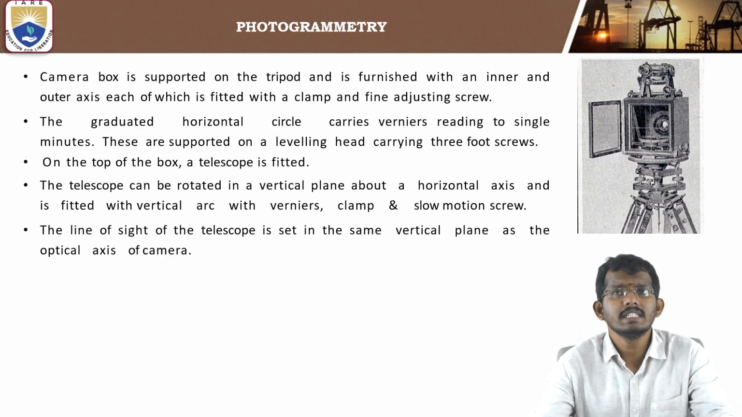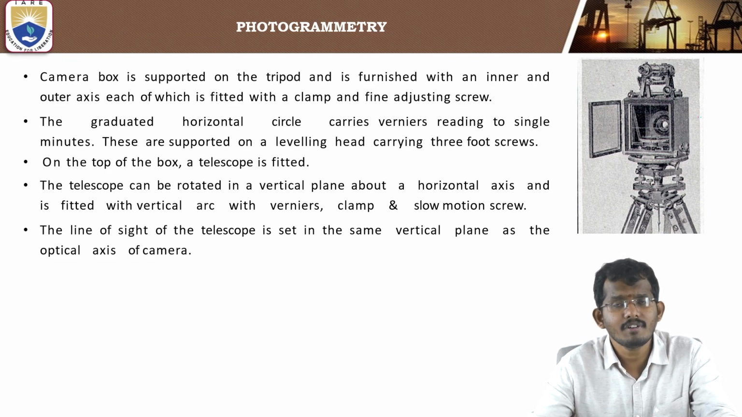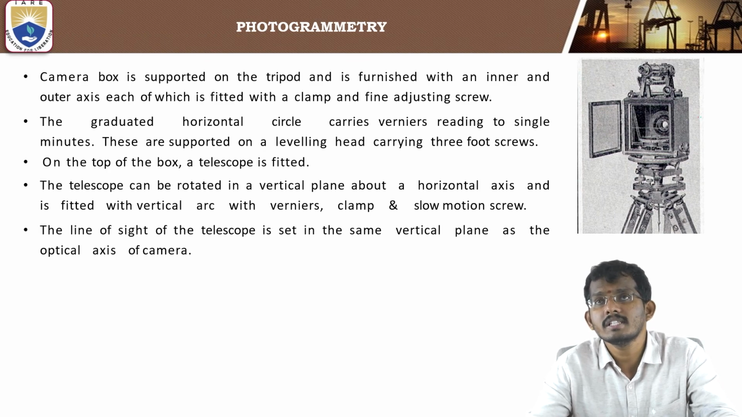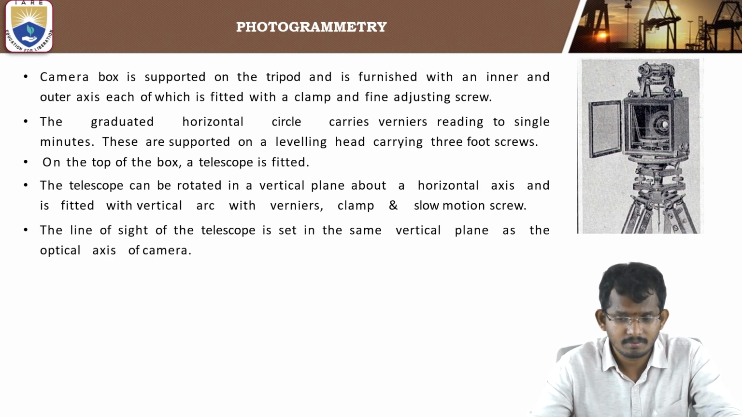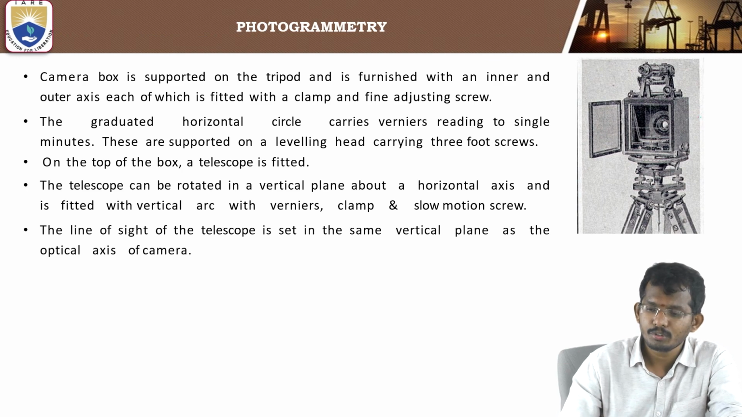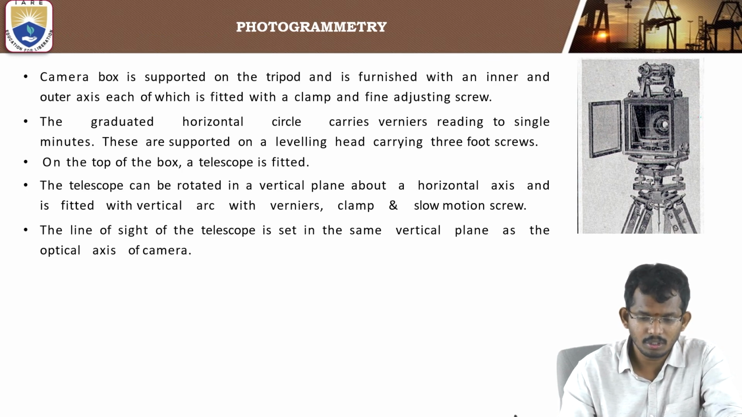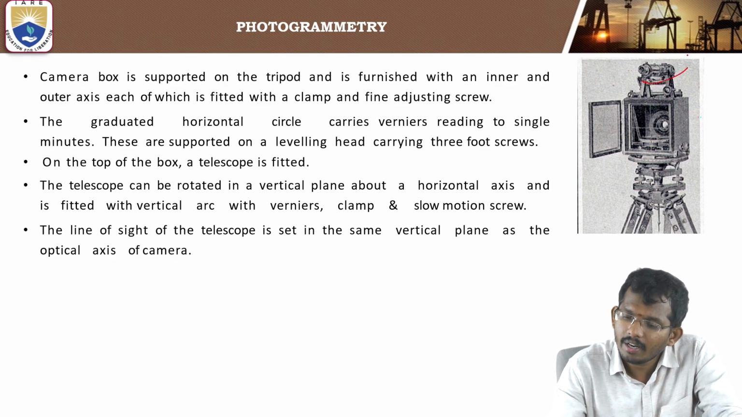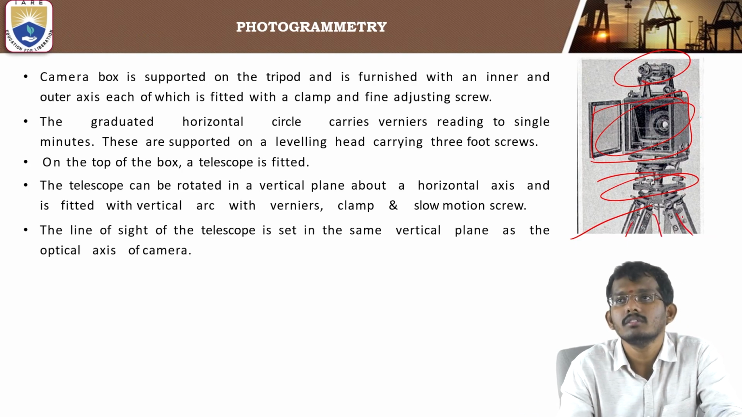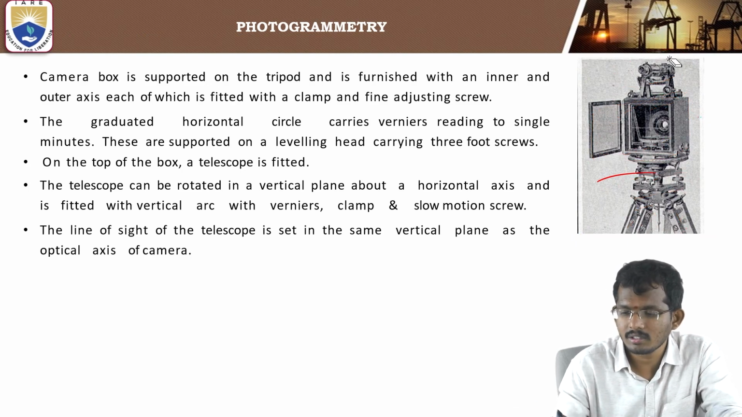So we have seen vertical photograph, oblique photograph, principle of photogrammetry, what is plane table surveying, and what is a photo theodolite. It is a combination of theodolite and a camera with a wooden box, upper tribrachs, lower tribrachs, 3 foot screws, and tripod stand. So this is for today's class.